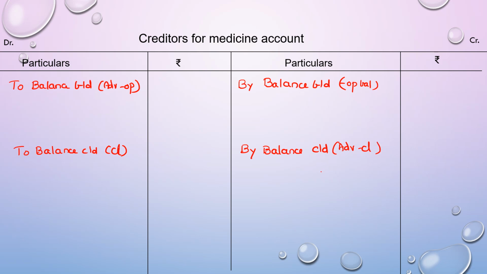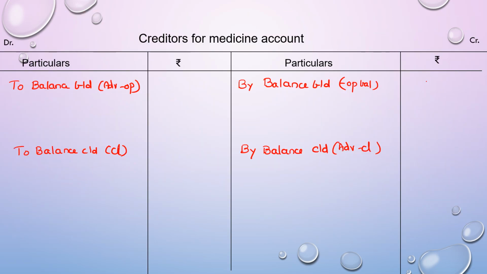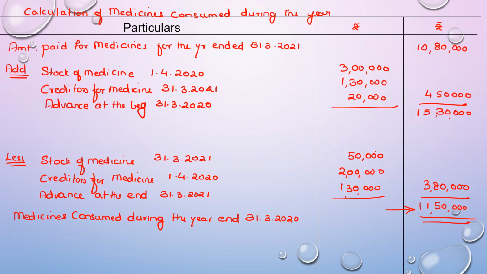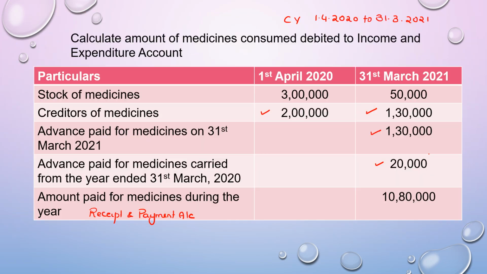Okay, so now let us put in these figures first. What are the figures of creditors? Creditors is 2 lakh and 1 lakh 30. So opening is 2 lakh and closing 1 lakh 30,000. Now let us look at the advances. Advance at the beginning is 20,000 and at the end is 1,30,000.